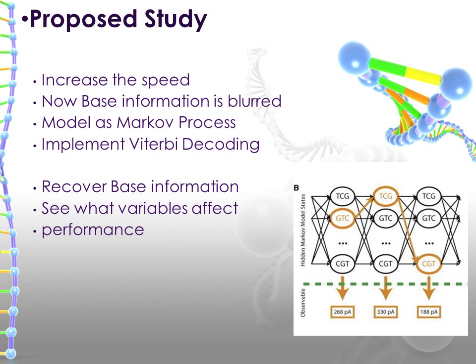Another thing we could do is increase the speed of the bases as they go through the nanopore. Now the base information is blurred, but we can model that as a Markov process and implement Viterbi decoding to extract the bases. And then again the same thing, recover base information, see what variables affect the performance.